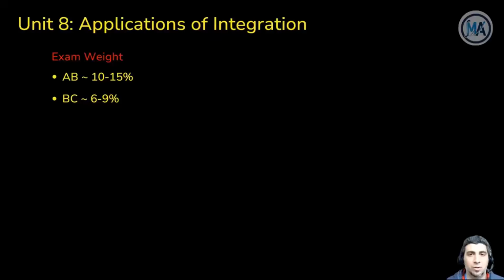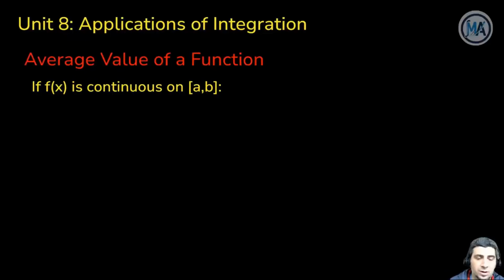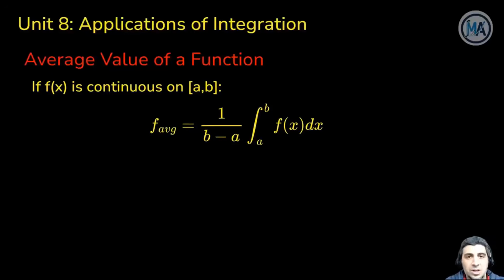Unit 8 is approximately 10 to 15% of the AB exam, and it's approximately 6 to 9% of the BC exam. Average value of a function: if the function is continuous on a closed interval, then here is the average value formula you need to know, because you do not get a formula sheet on the AP exam.